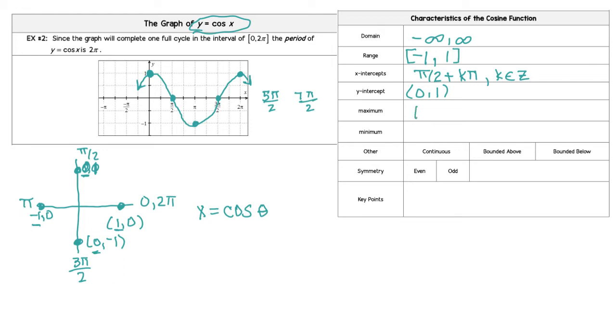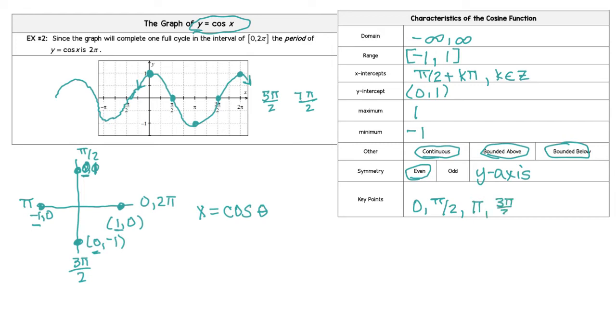Your maximum value is 1 and your minimum value is negative 1. This is continuous and bounded above and bounded below. And your symmetry, this one is even. If you continue this out, it would be a mirror image of itself about the y-axis. So it's symmetric about the y-axis. And its key points are 0, pi over 2, pi, 3 pi over 2, 2 pi, and plus or minus 1. So those are important for you to remember.